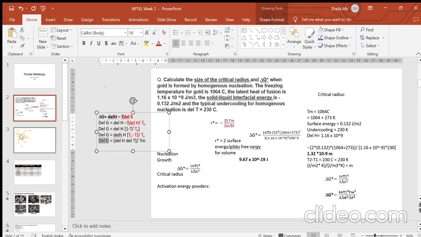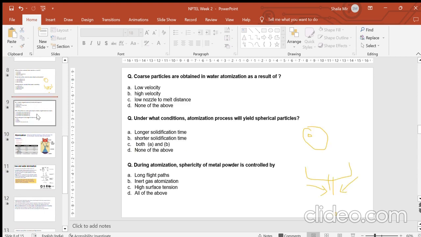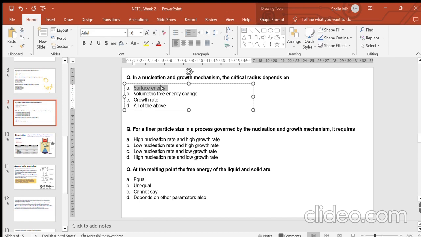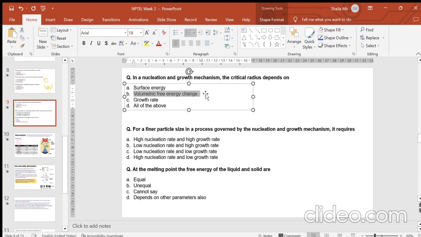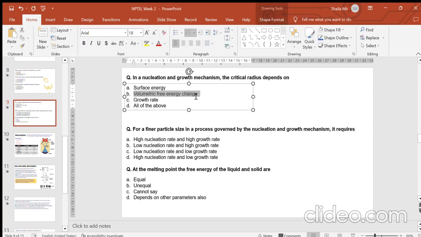So the critical radius, based on this equation and this graph, depends on two energies: one is the volume free energy change and one is the surface energy. So it will depend on both of these factors. Here you have the critical radius dependency on surface energy because you are creating new surfaces during nucleation, and it also depends on the volumetric free energy change because you are solidifying from a liquid to a solid. As you move from liquid to solid, there is a decrease in the Gibbs free energy that results in the volumetric free energy change.